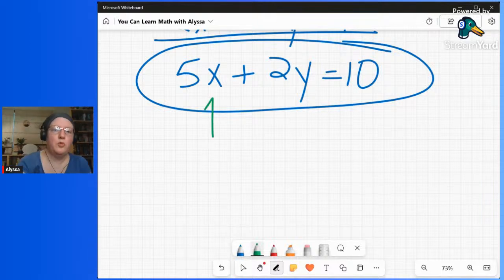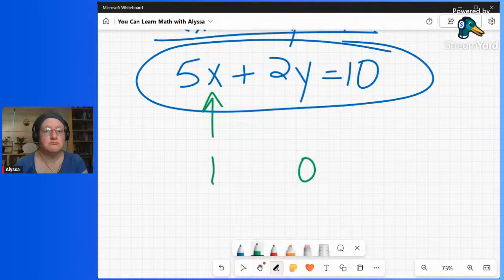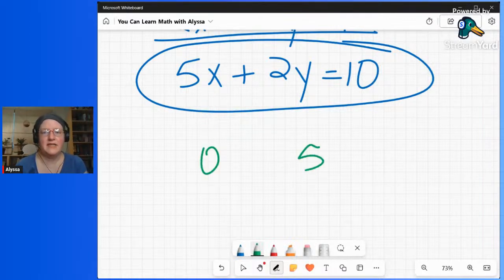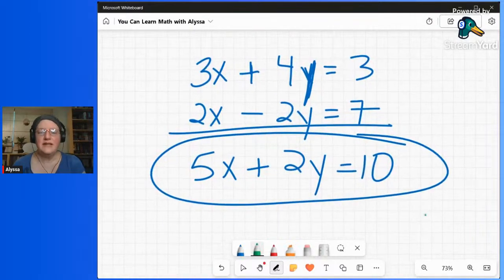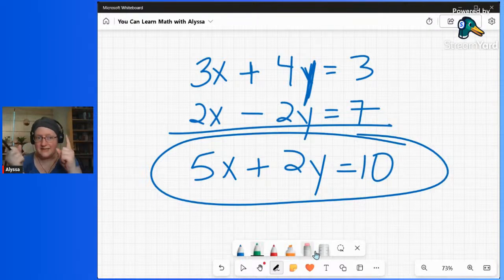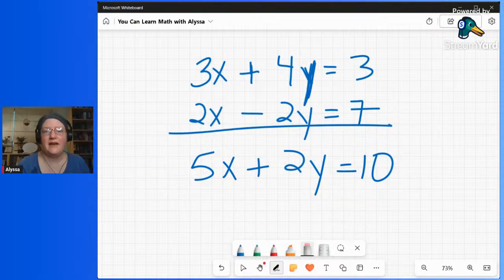If I plug in a 1 for x, I get that y is 0. If I plug in 0 for x, I get that y is 5. I cannot find a single solution for this. So to find a single solution, it has to have only the x or only a y. That's it, just 1 variable. So for that to happen, I have to eliminate something. I have to get rid of something.